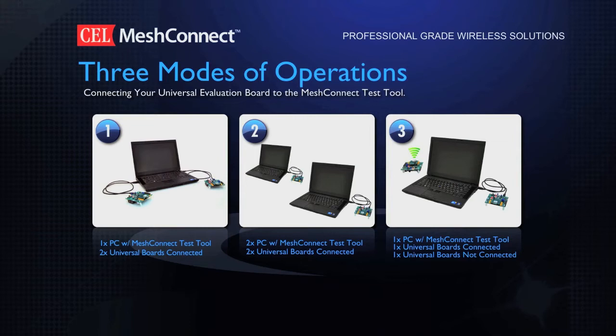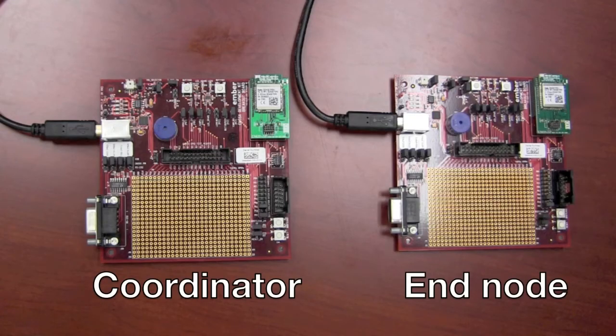Let's demonstrate the MeshConnect test tool software with Mode 1. 1 PC with MeshConnect test tool software, but instead of using the 2 universal boards connected, we will use 2 Ember breakout boards that are connected. Here I have connected 2 Ember breakout boards via USB port.